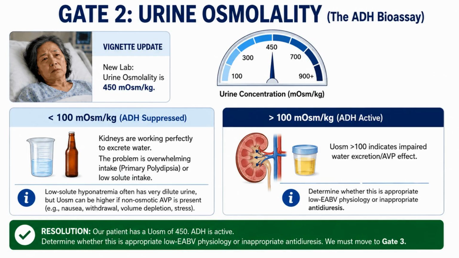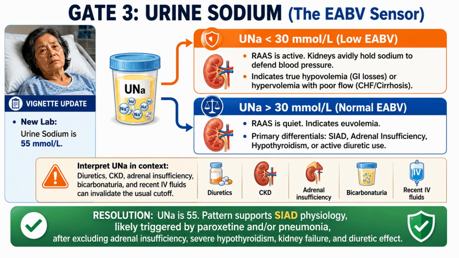But a urine osmolality of 450 means the kidney is holding water. The next step is to ask whether that AVP activity is appropriate. It may be appropriate if effective arterial blood volume is low, or it may be inappropriate, as in syndrome of inappropriate antidiuresis. Urine sodium helps separate those 2 patterns. Now the urine sodium is 55 millimoles per liter. Question: does this look like low effective arterial blood volume?